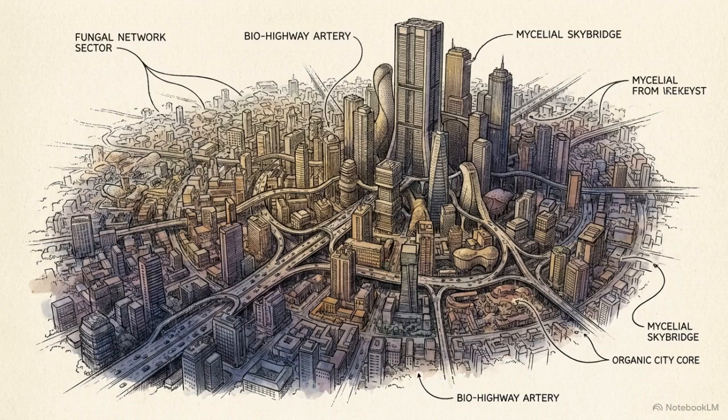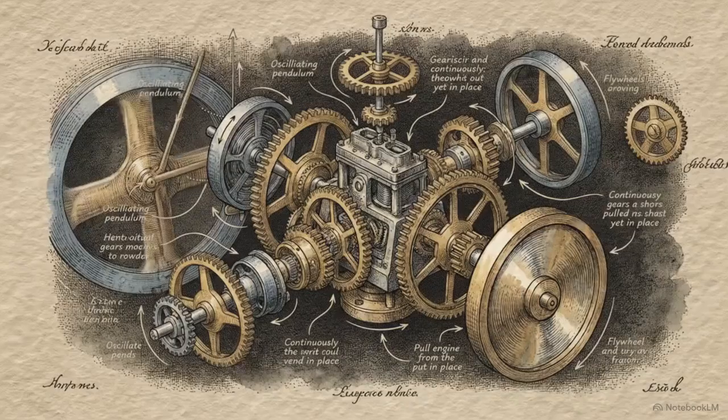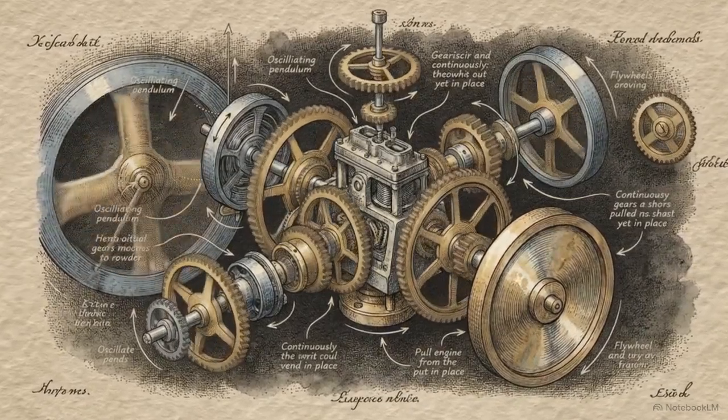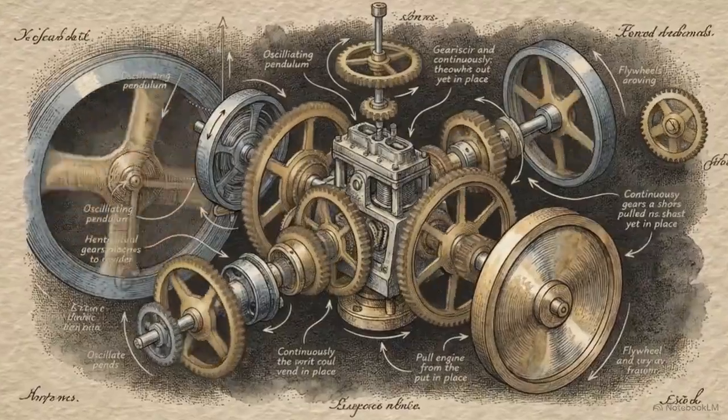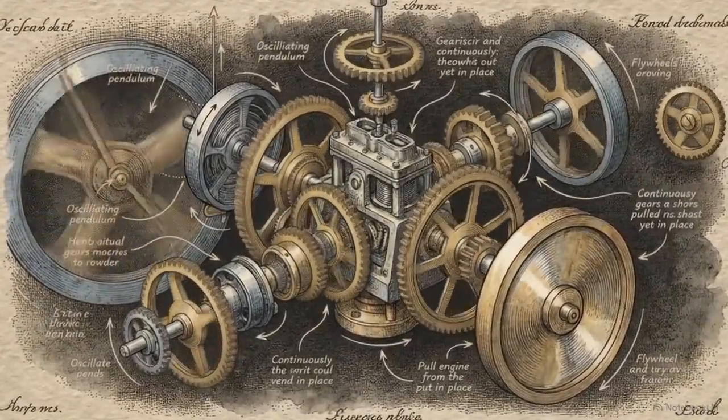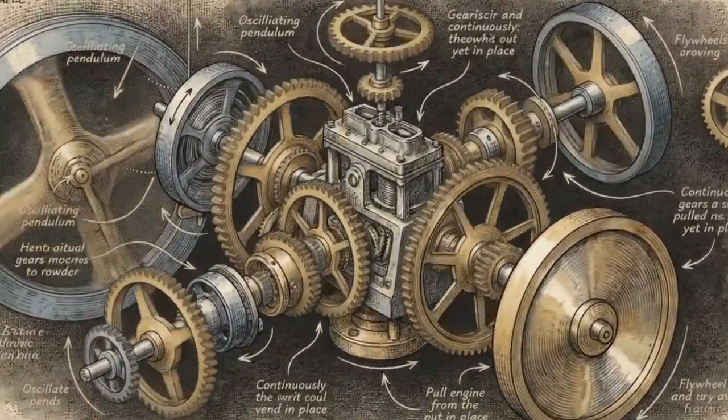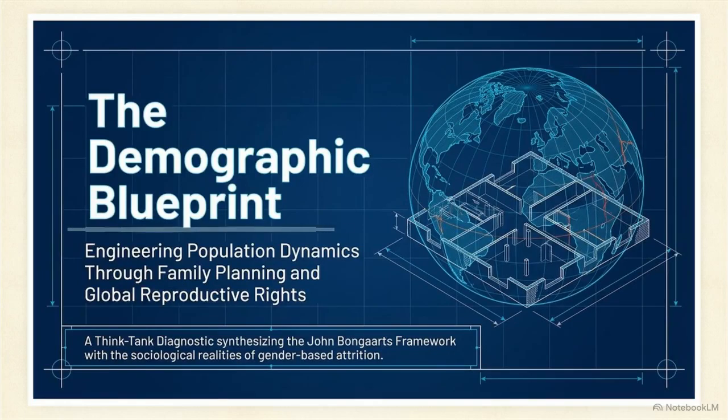When we look at global population growth, we often see it as a force of nature, something organic and inevitable. But the data reveals a different reality. Population growth functions as a mechanical system, driven by specific, hidden forces. It is a system that can be mapped, diagnosed, and engineered. We call this the demographic blueprint.